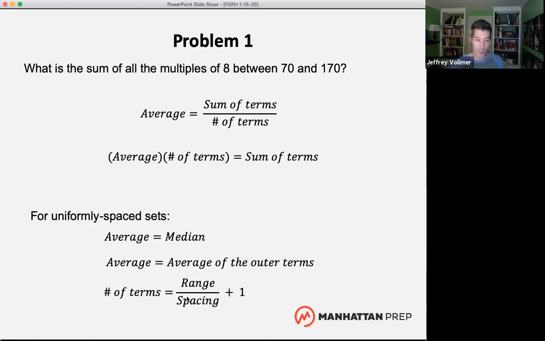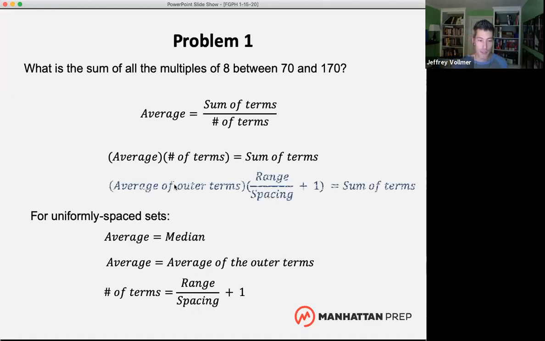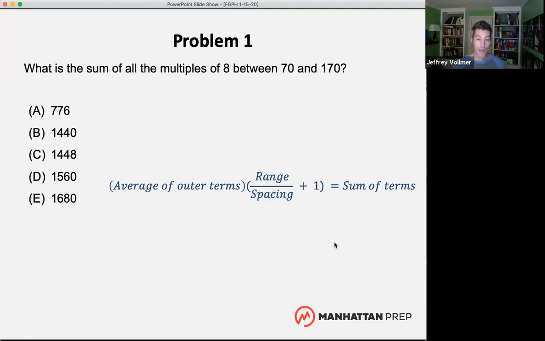So let's go ahead and substitute these items into our equation. The sum of terms can now be considered the average of the outer terms, our first multiple of 8 and our last multiple of 8, find their average, and then we'll figure out the range, divide by our spacing, which is 8, and add 1 back. Let's see what happens. Average of the outer terms. Well, 70 and 170 aren't really my outer terms because those aren't multiples of 8. What are my outer terms going to be in this problem?